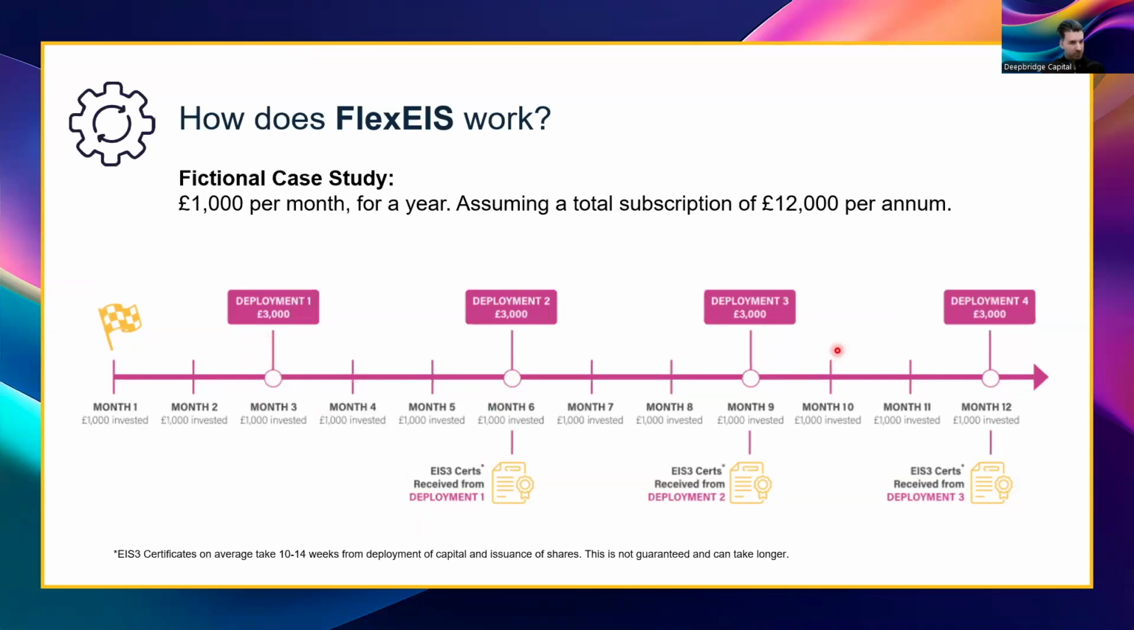We've got then deployment 3 and deployment 4. Now, from a tax relief certificate perspective, as you may be aware, the key thing here is a share allocation date. So once deployment 1 has taken place, you can see me hovering over this here. We then send off the relevant forms to HMRC.